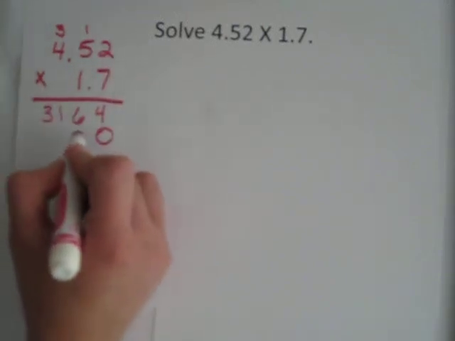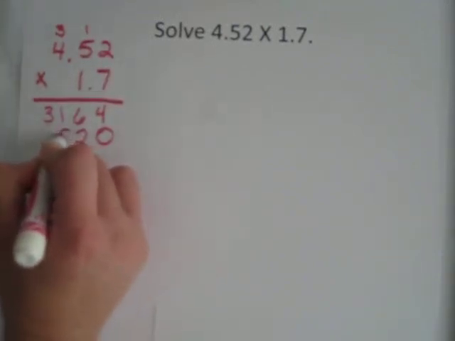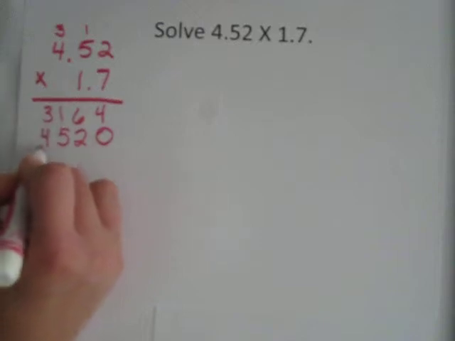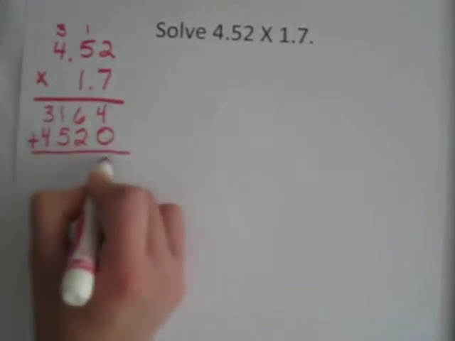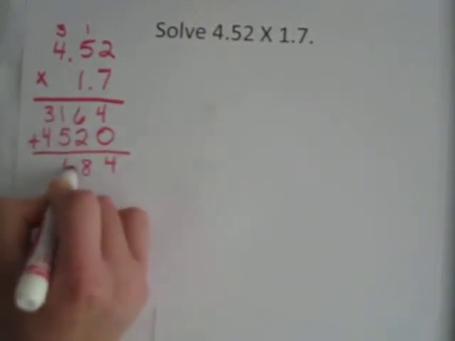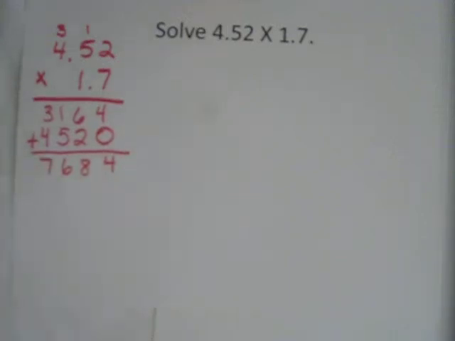1 times 2 is 2. 1 times 5 is 5. 1 times 4 is 4. We're going to add this up. Now, we pay attention to the numbers after the decimals.